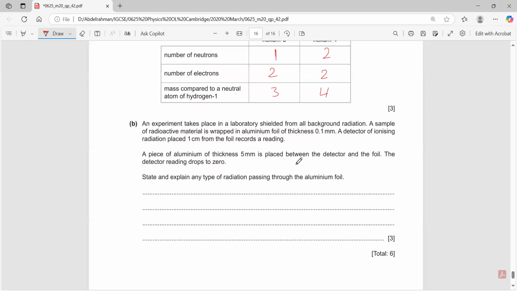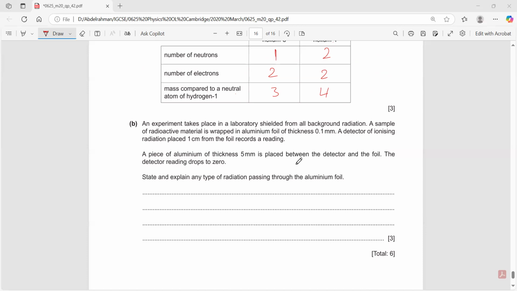So first of all, you had a thin aluminum foil and then you added a thick aluminum foil. When you had the thin aluminum foil, the detector could detect some ionizing radiation, and then when you added the thick aluminum foil, it couldn't detect any radiation, right? So what type of radiation is this? It's beta, and only beta.